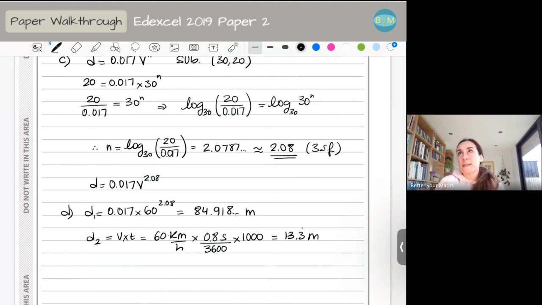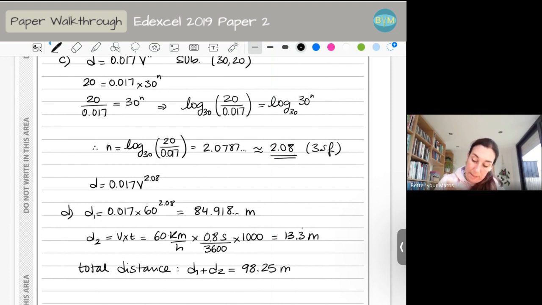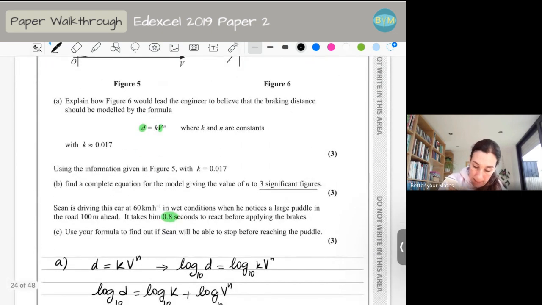So the distance that it takes him to stop is going to be the total distance, D1 plus D2. During the time it takes for him to react, he moves 13.3 meters more, and then when he brakes, he needs 84.918 meters more. This is 98.25 meters, which means he doesn't reach the puddle. The puddle, remember, was 100 meters ahead.